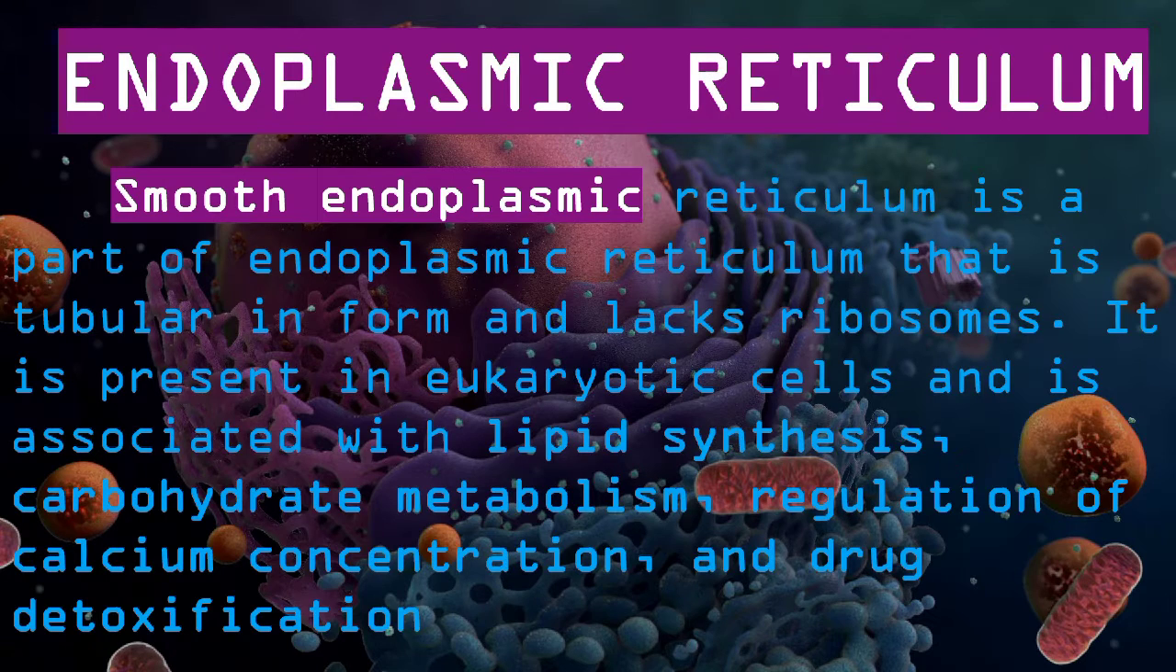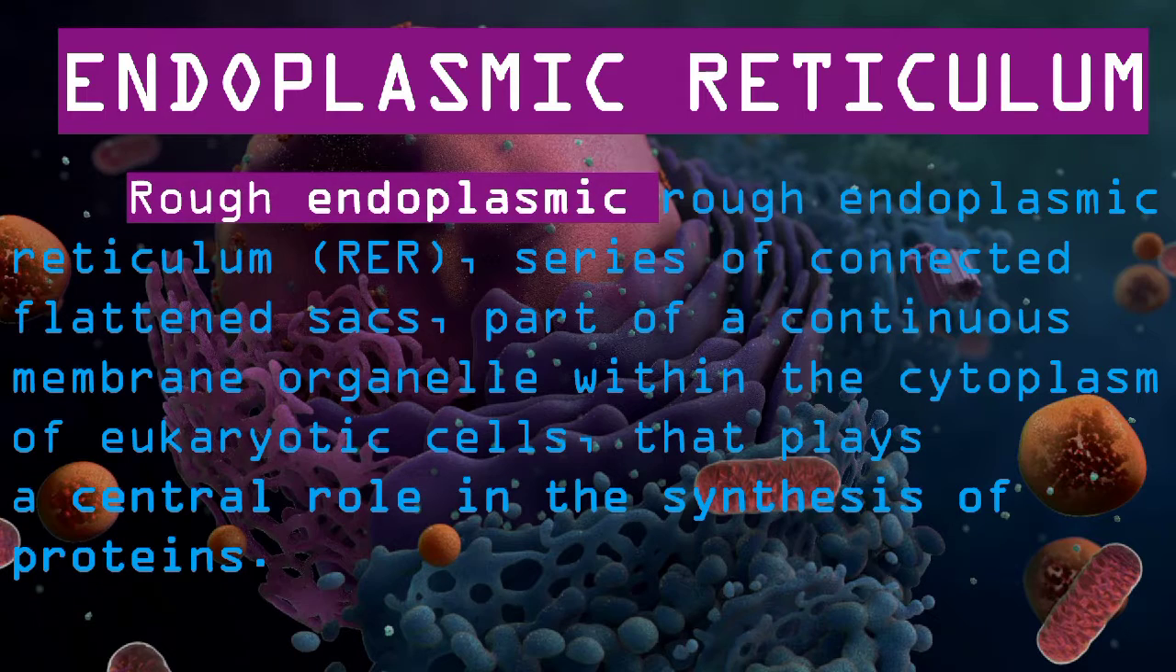Smooth endoplasmic reticulum is a part of the endoplasmic reticulum that is tubular in form and lacks ribosomes. It is present in eukaryotic cells and associated with lipid synthesis, carbohydrate metabolism, regulation of calcium concentration, and drug detoxification. Rough endoplasmic reticulum, RER, is a series of connected flattened sacs, part of a continuous membrane organelle within the cytoplasm of eukaryotic cells, that plays a central role in the synthesis of proteins.